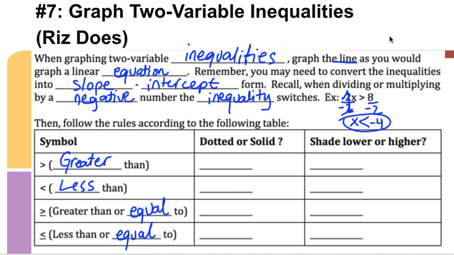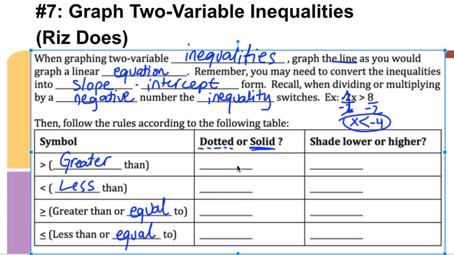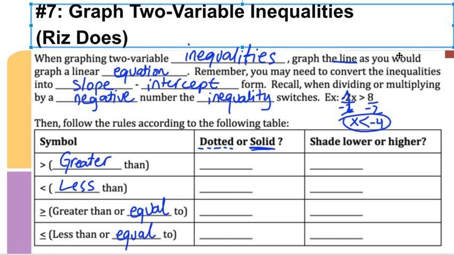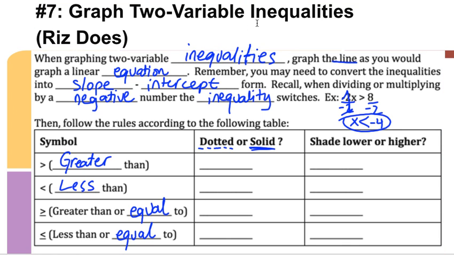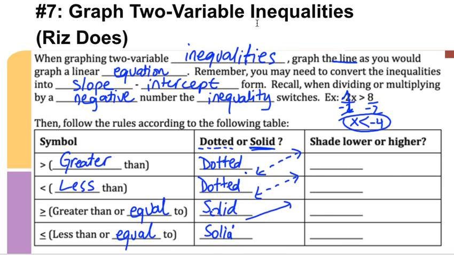Okay? So now, the first thing that you're going to think about when you're graphing inequalities is whether the line is going to be dotted, or a solid line. Okay? So, for greater than and for less than, for both of those, the line is going to be dotted. So it'll look something like that. Okay, now for greater than or equal to and less than or equal to, the line is going to be solid. So when you graph the line, it'll look like that.